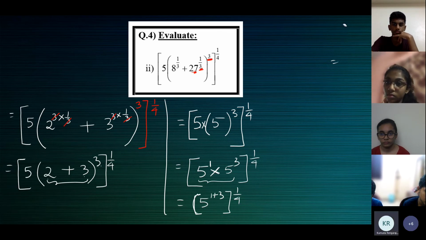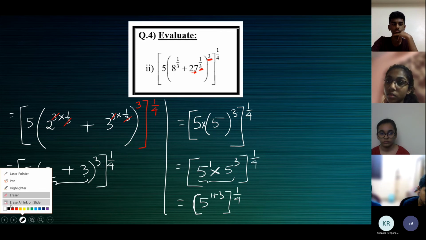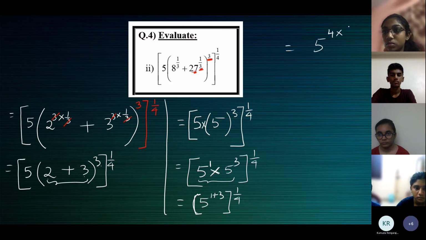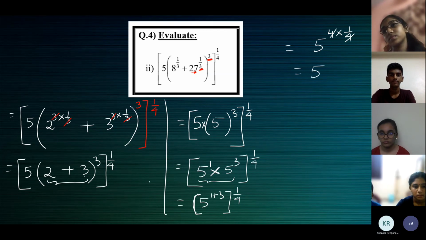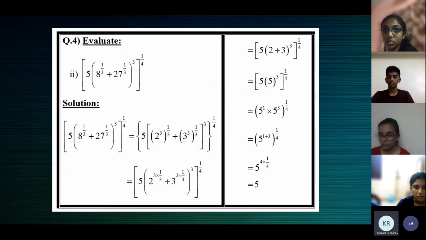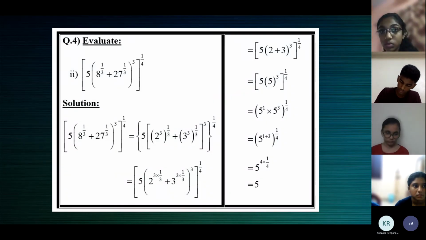Next step. 5 power 4 into 1 by 4. Yeah, 5 to the power 4 into 1 by 4. 4 and 4 gets cancelled. So the answer is 5. All right. Same thing. Right? Write down. Carefully write down.